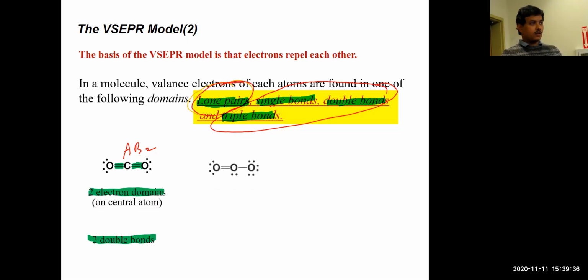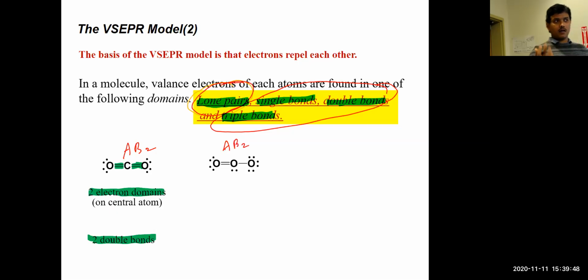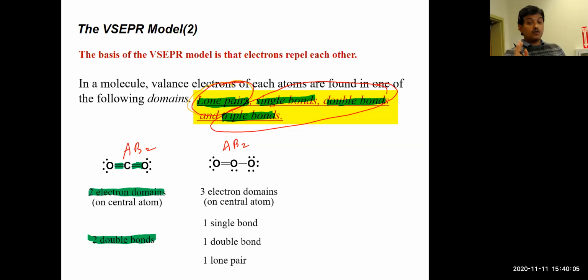Okay, let's look at another variation of an example. What we have here is ozone. Ozone also has a type of structure AB2, because the central atom is connected to two other atoms. However, the AB2 that you previously looked at in CO2 is different from the AB2 in ozone, because we are going to see three electron domains around the central atom. Let's look at what they are.